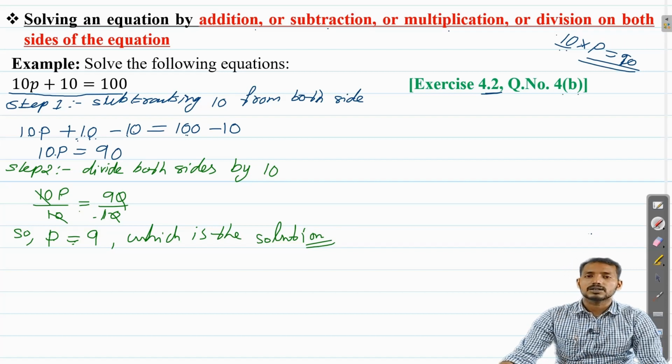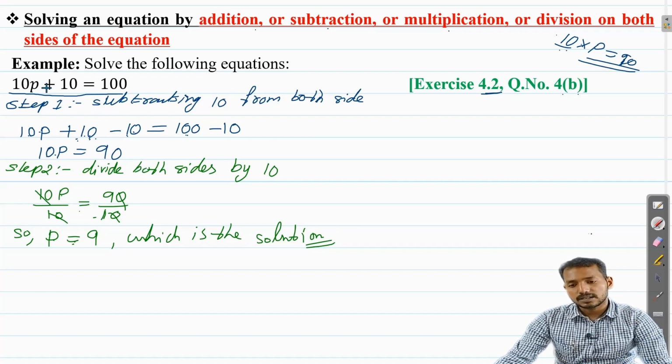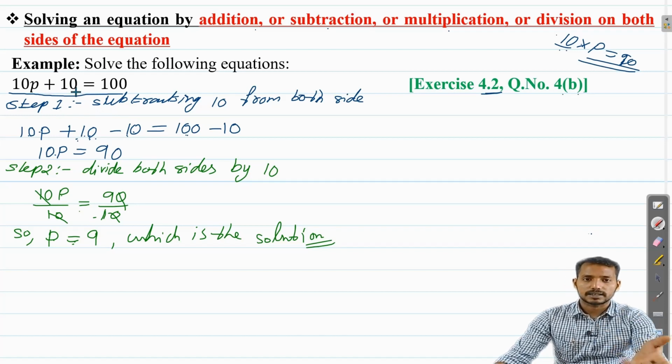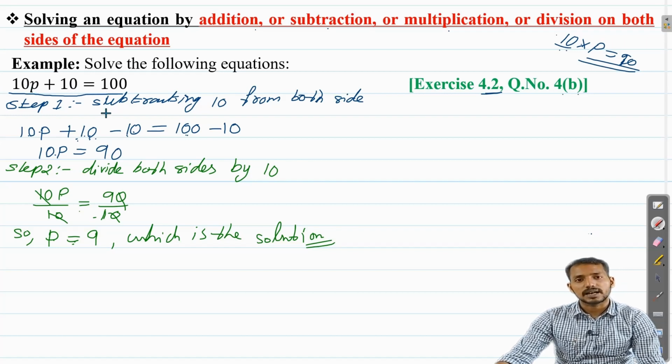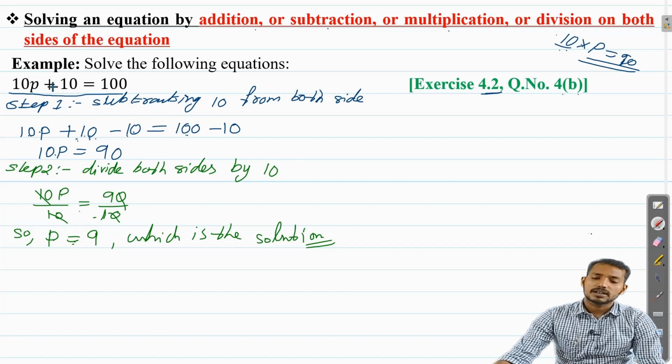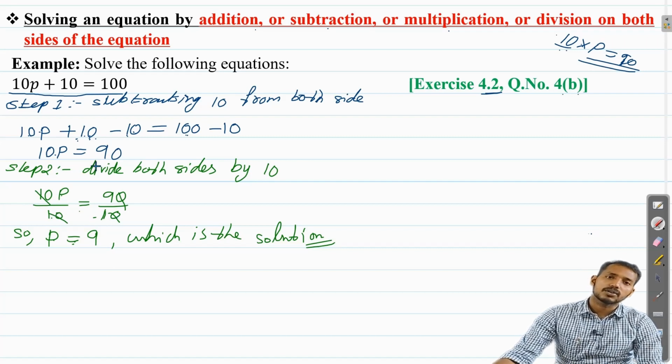The other condition we are going to here apply. And one more thing is that if it is plus 10, then subtract it. If a number is added to the variable term, then subtract that particular number from both sides. If that number is subtracted from the variable term, then add that particular number. Just opposite operation. And in case of, if it is multiplied to the variable, then divide by yourself. If it is divided by, then you have to go for multiplication.